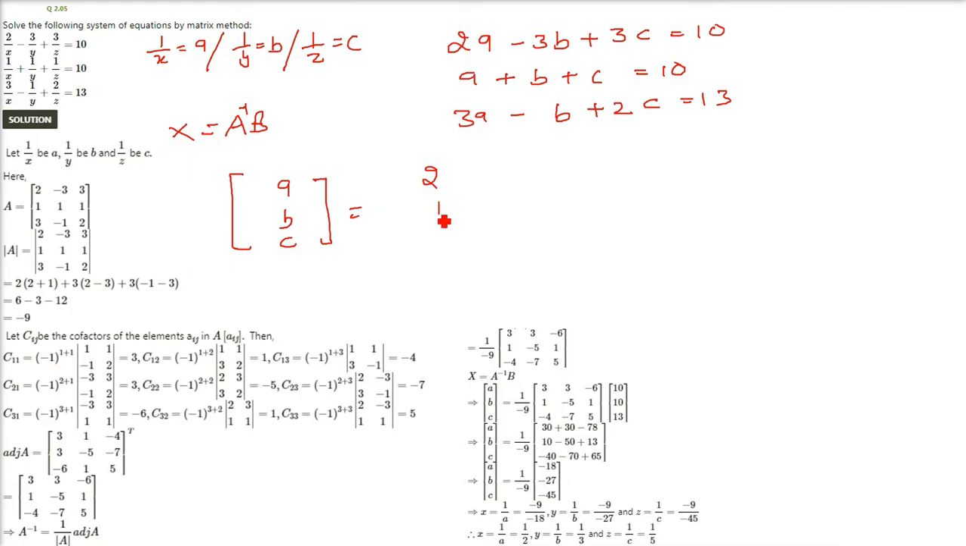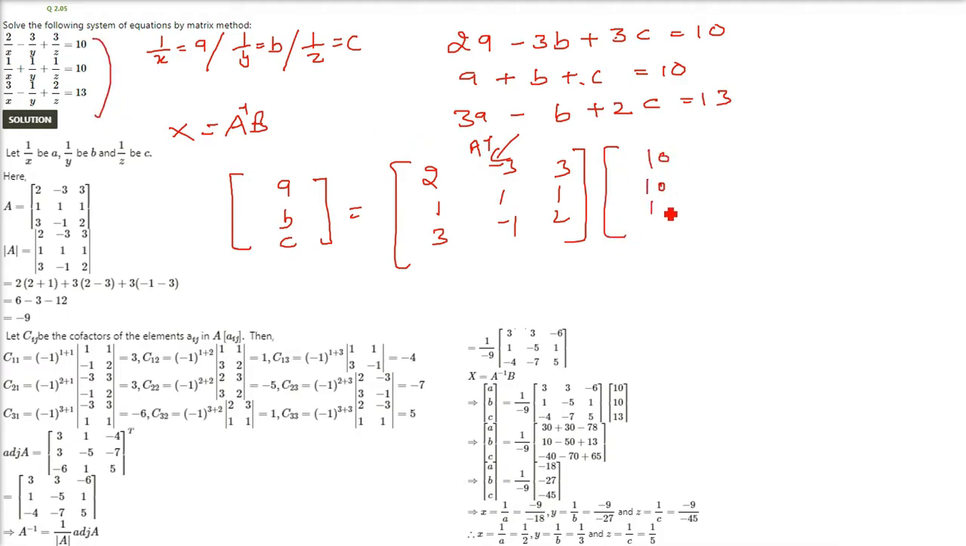So let me write the matrix for which you have to find the inverse. So this is the coefficient of A, 2, 1, 3. Coefficient of B, negative 3, 1, negative 1. Coefficient of C, 3, 1, 2. So this one is A, and this matrix A inverse needs to be found out. And of course the B is 10, 10, 30.